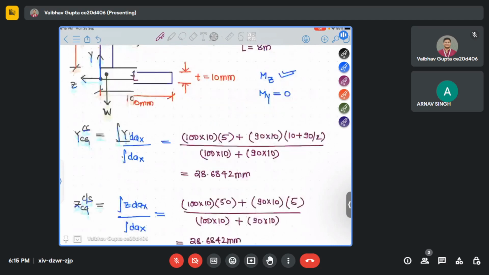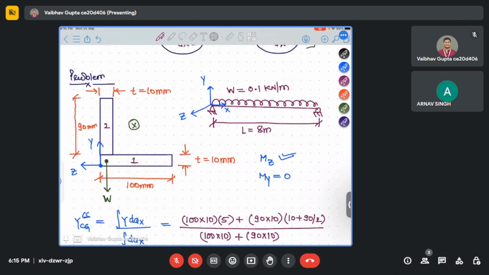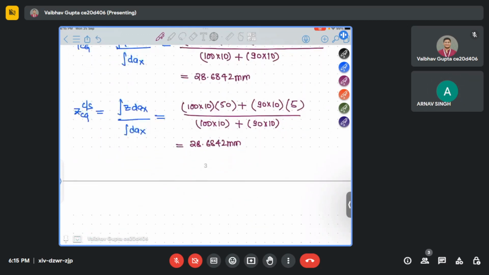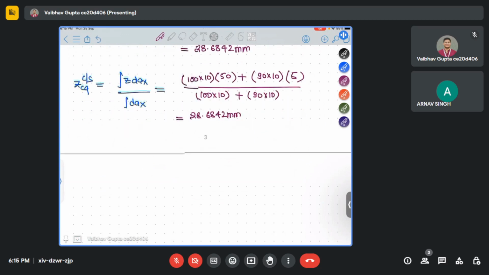So why did you get the same answer? Because if you see, both the legs are of the same height. 90 plus 10 is 100, and this leg's height also is 100 mm. That's why the CGs are the same. Similarly, if you calculate the moment of inertia, they both will come out to be the same. I'll solve both. You will see.